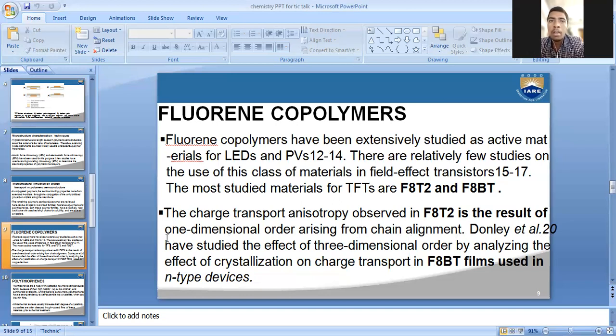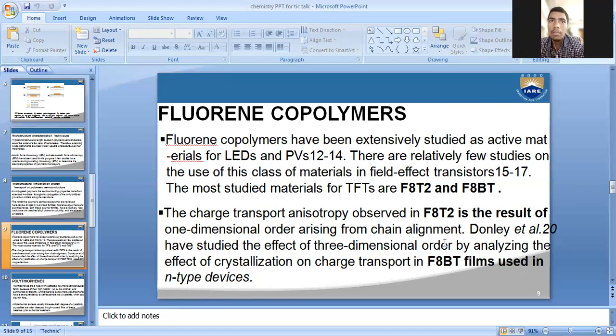Others have studied the effect of three-dimensional order by analyzing the effect of crystallization on charge transport in F8BT films used in n-type devices. It means the charge transport anisotropy observed in F8T2 is the result of one-dimensional order arising from chain alignment.